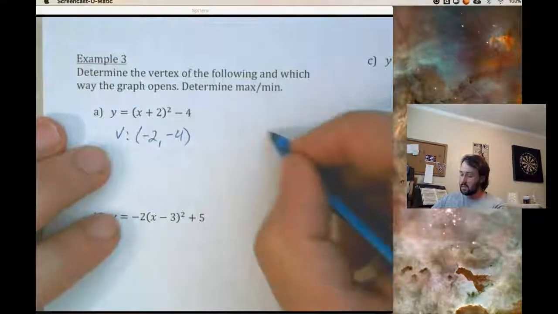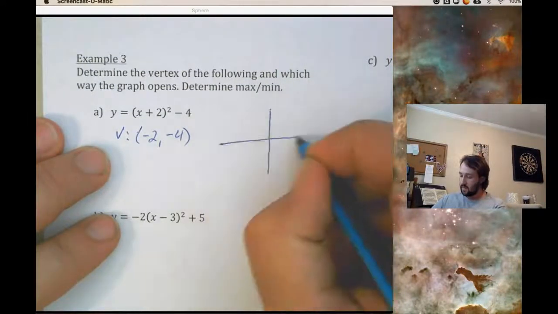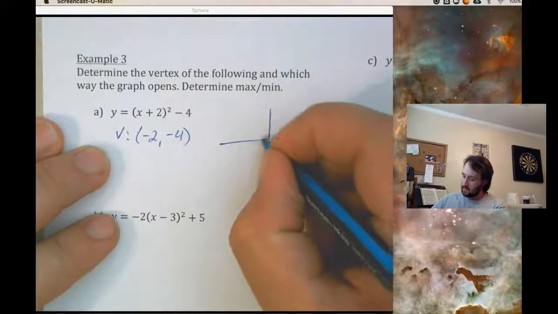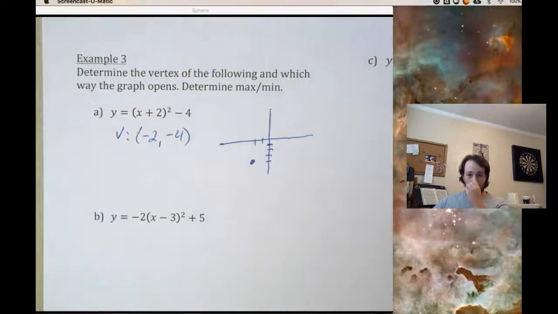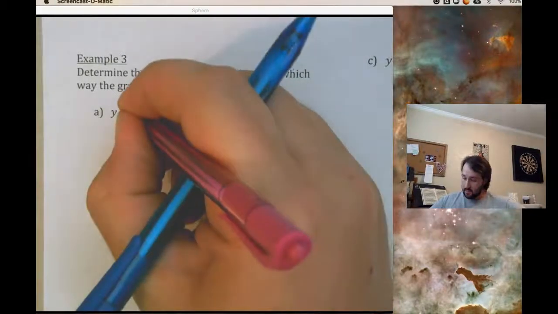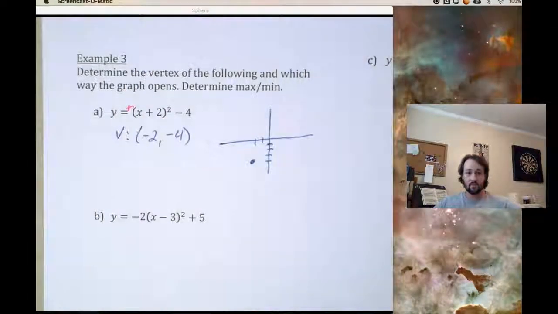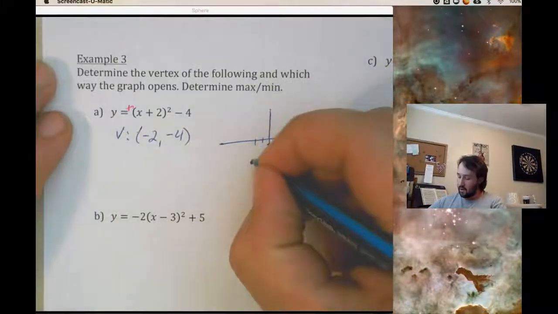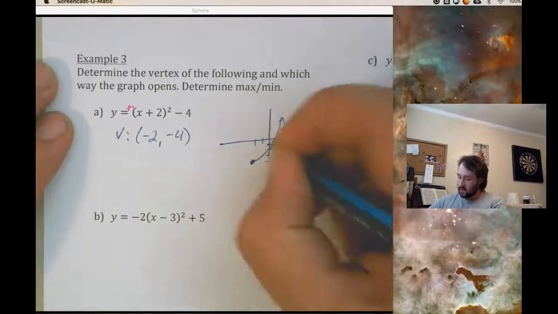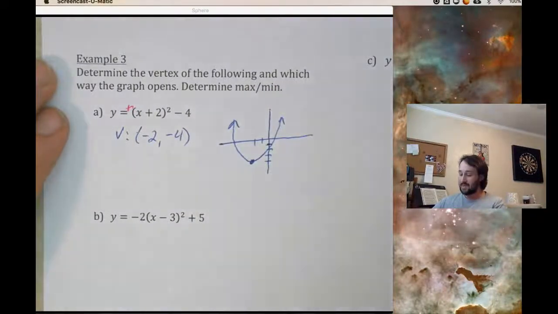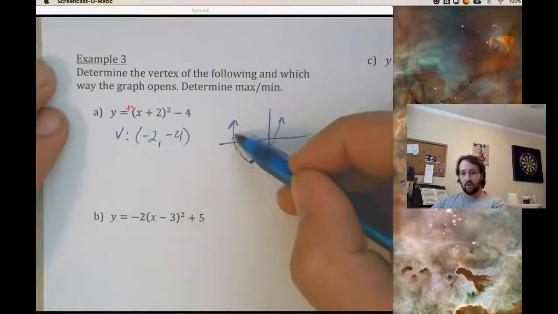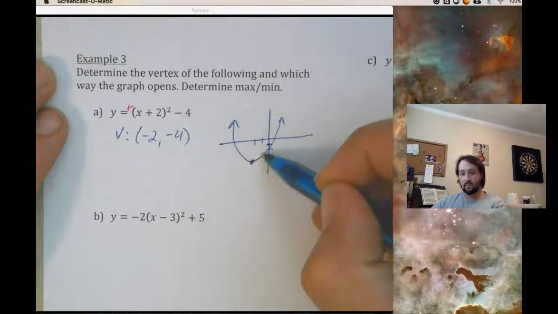So what that means is with my vertex, I have negative 2, negative 1, 2, 3, 4. That is the point where my parabola is changing directions. So now the other thing I was talking about is a positive or negative. Well, if I look in front of this term squared, that is a positive term right there. So since it's positive, all that means for us is this quadratic is going to open up like so, which means that if I follow this graph, it has a minimum value.